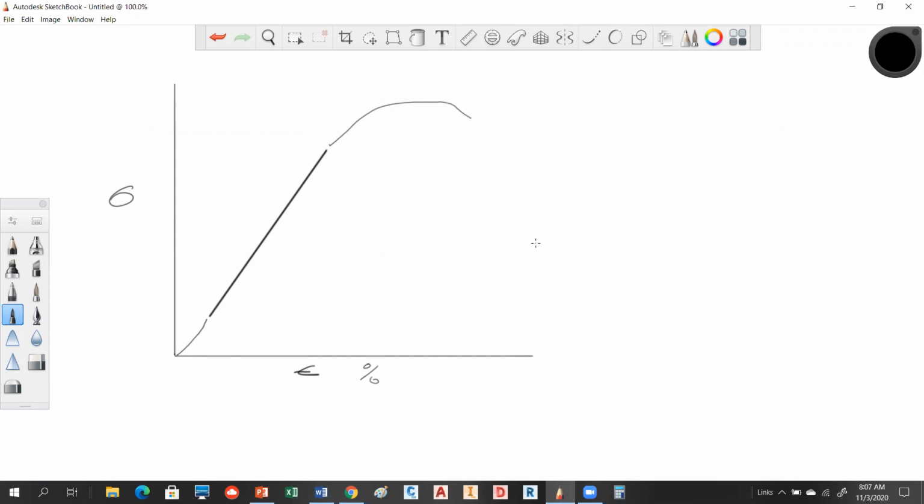Okay. So to get the modulus of elasticity, E, it is defined as what? What is modulus of elasticity? We should know this. Nobody can tell me that? It's stress divided by strain, right? Stress divided by strain.